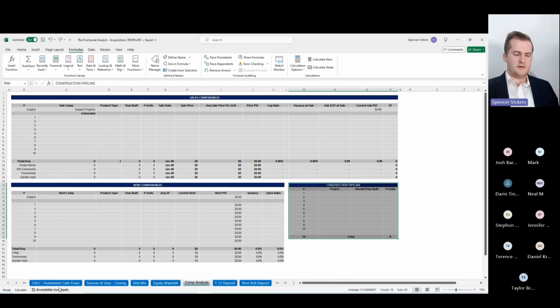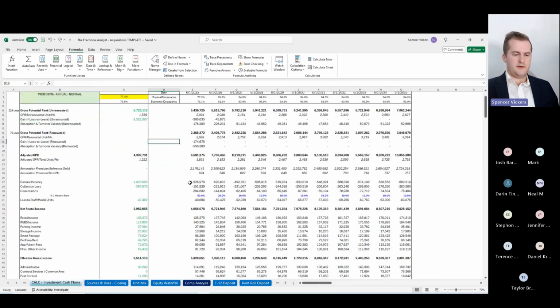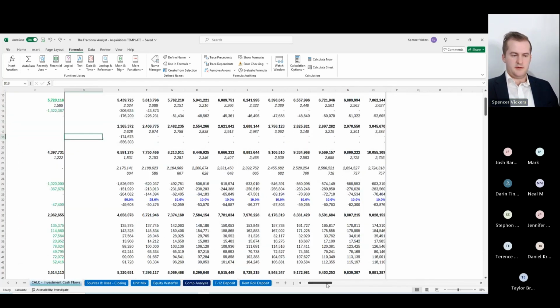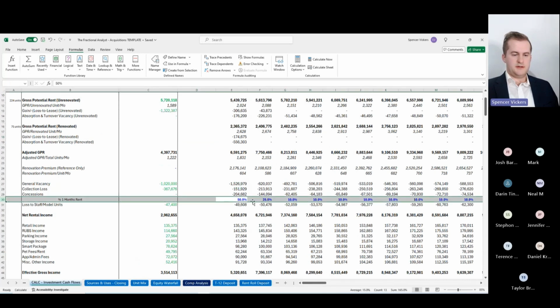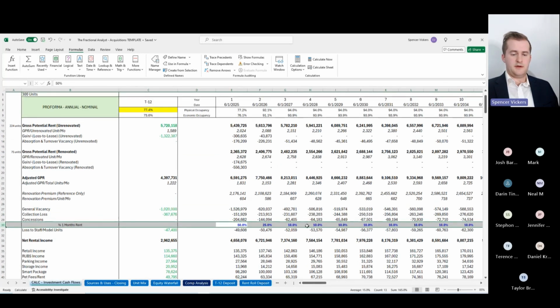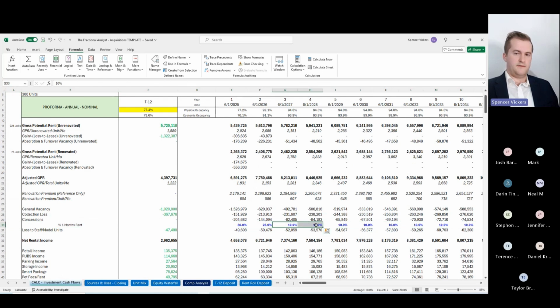And then I've added a toggle onto the investment cash flows that allows you to change concessions in any given year, depending on that future supply and demand dynamic. So I think it allows you to make a more accurate projection than you might otherwise be able to.